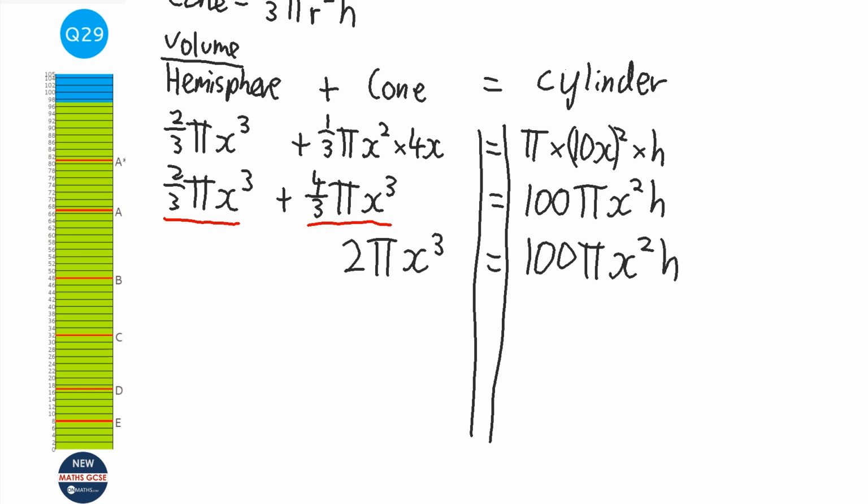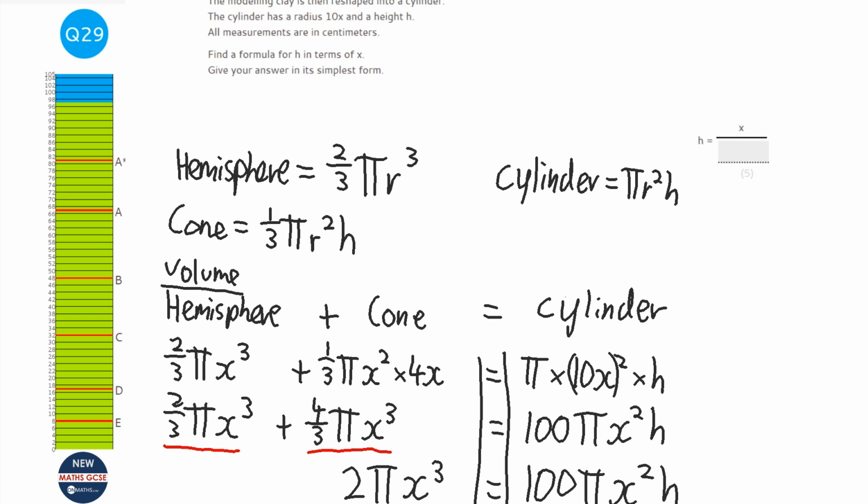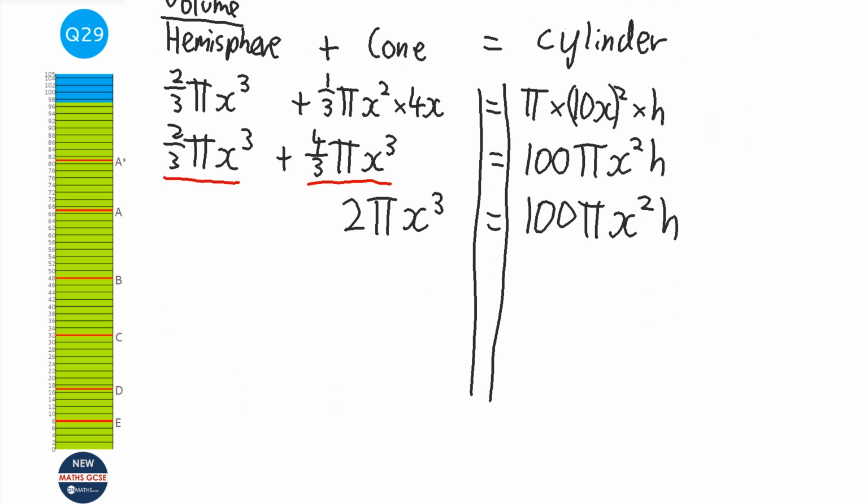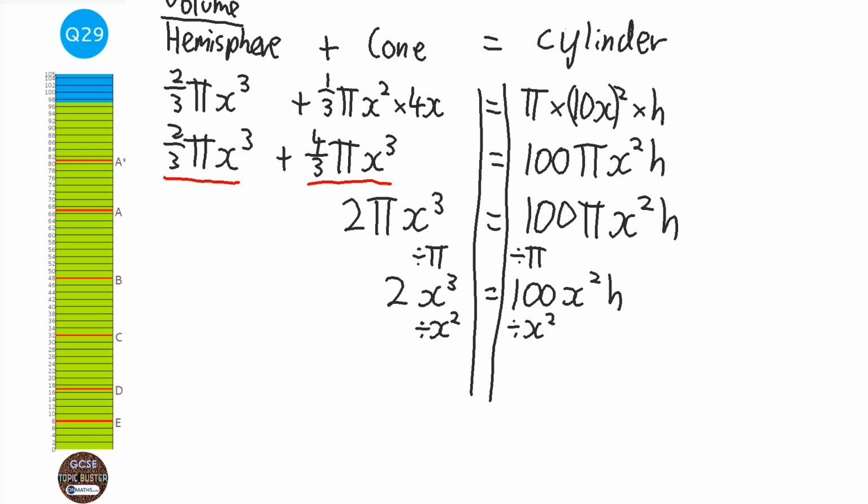Brilliant. Okay. Now let's just check to see what it wants. It wants a formula of h in terms of x. So it wants h equals. Okay. So first thing I need to do, well, let's have a look. What's easy to do? Well, what's easy to do is just divide both sides by pi. Let's get rid of the pi's. So 2x cubed equals 100 x squared h. Now we want h on its own, so we're getting close. We need to divide by the x squared first to get h on its own. So I'm going to divide by x squared.